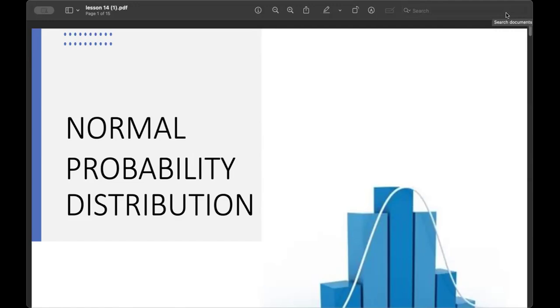For example, we have the weight, we have height, and for those kinds of variables we call them continuous variables, and for those we will be discussing the normal probability distributions. So that's all for the normal probability distributions.